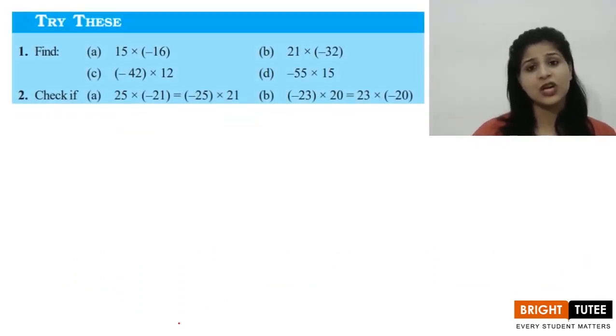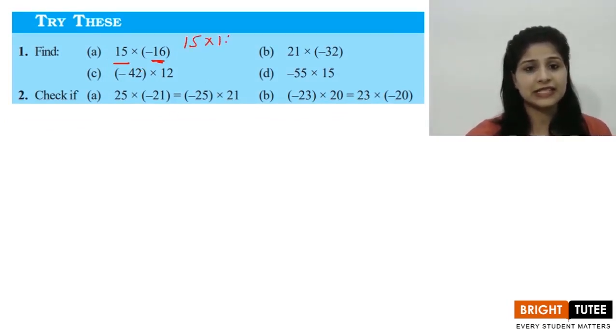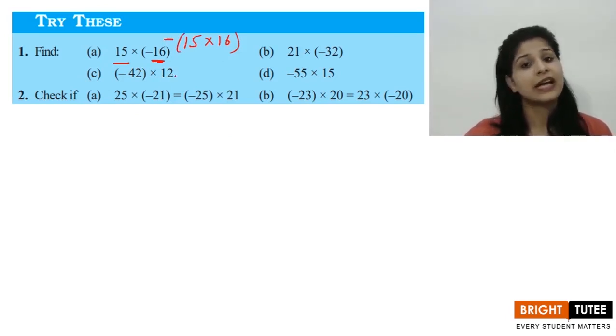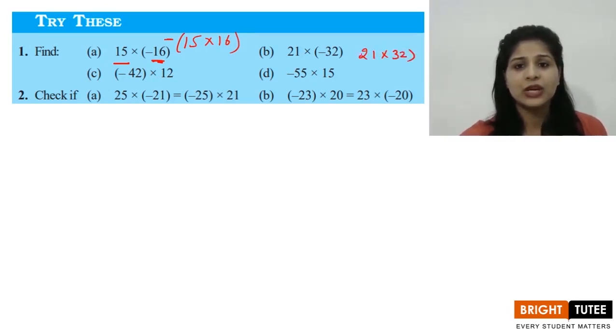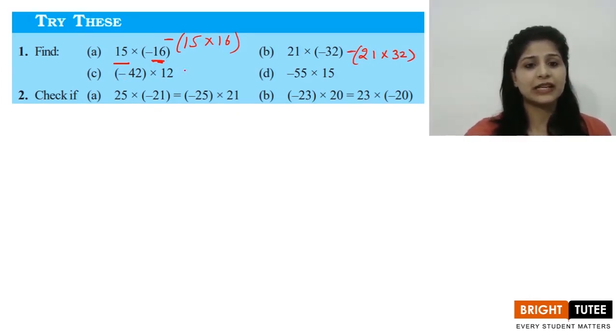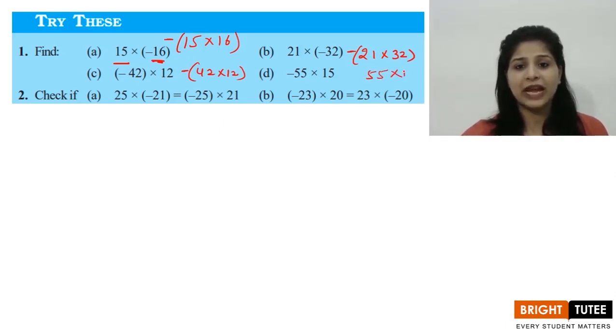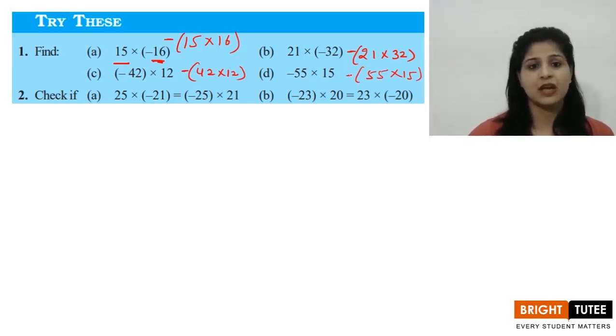Now we have to find these out. So I am going to just give you hints about how to solve these. First one, 15 and minus 16. So what is the result that we have learnt? We will multiply 15 and 16, and whatever the answer will come, we'll put a negative sign in front of it. Similarly here we will multiply 21 and 32, and whatever the product will be there, we will put a negative sign in front of it. Similarly here 42 and 12 you will multiply and you will put a negative sign in front of the product. Here also 55 and 15 will be multiplied and you are going to get the negative product.